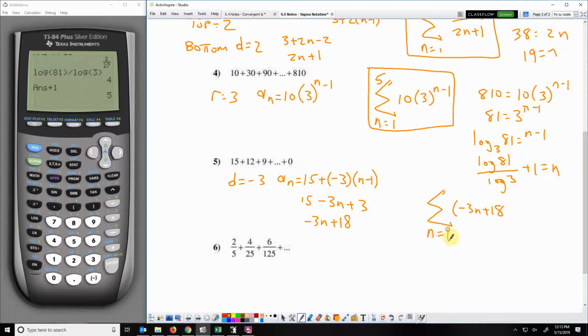Starting with n equals 1, and I've got a gap again, so I don't know what that last n is. So I'll do my work over here this time. The last term has a value of 0, and that equals the expression negative 3n plus 18. Subtract 18 and divide by 3. So n is 6. So this is term 1, this is term 6. So n equals 1 through 6.